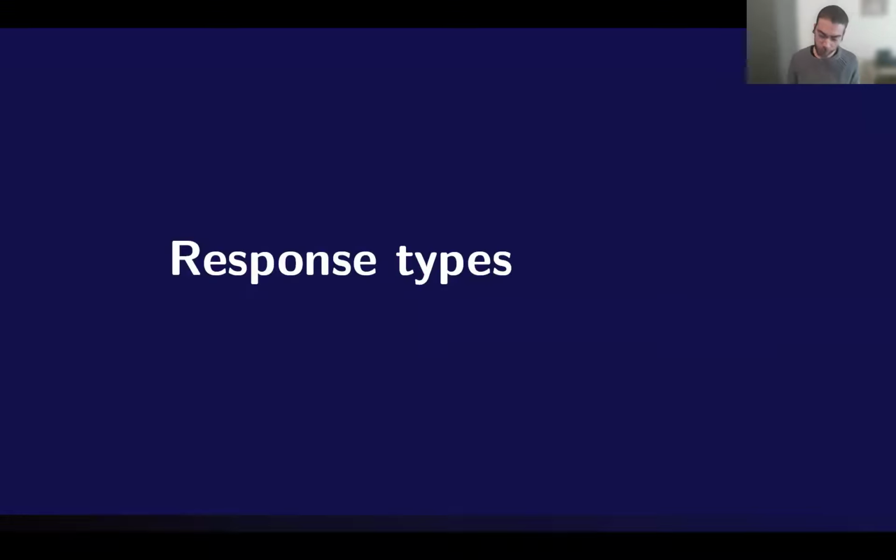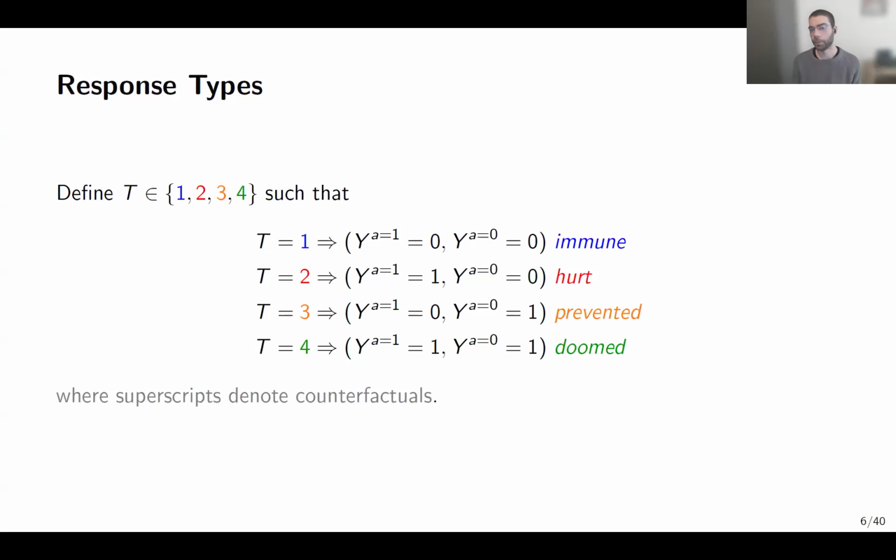So to do so, I will introduce the concept of response types or counterfactual types. It's a quite common concept in epidemiology, but just to be a bit more formal, imagine that we have a variable t, which will denote the response type. And we have 4 response types. So the variable t can have values 1, 2, 3, or 4. So individuals who are t equal 1, so first response type, those are individuals that will not develop the outcome under treatment and would not develop the outcome under control. So in other words, those individuals are immune to the outcome.